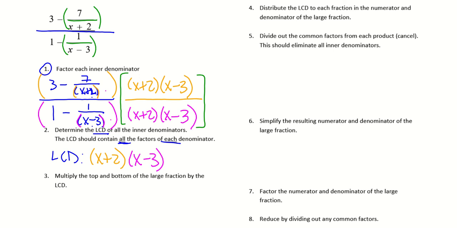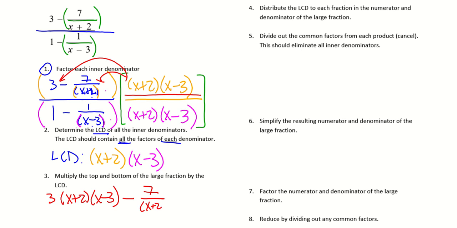Now when I multiply, I'm going to distribute both of these factors across my subtraction. So when I do that, I get my 3 times the x plus 2 and the x minus 3. And then I get minus, and then I get my fraction 7 over x plus 2. And that fraction gets multiplied by x plus 2 and x minus 3.